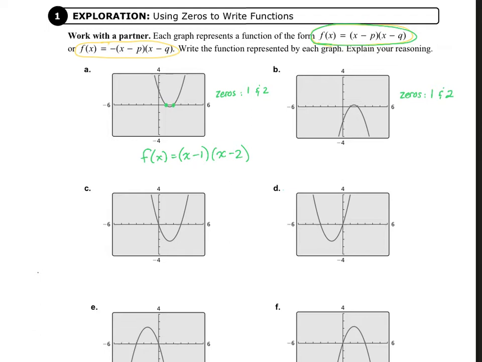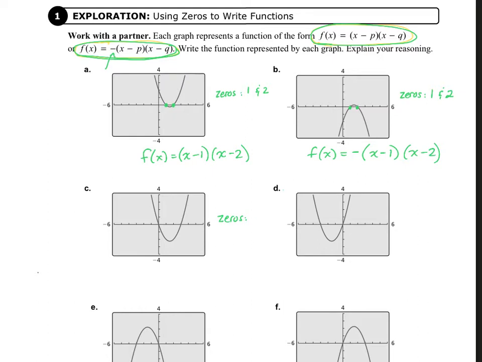On letter B, I also have the same zeros, 1 and 2, but this time it's opening down, which means I'm going to be using the second one here because it has the negative out front. So it will be f of x equals negative (x minus 1)(x minus 2).